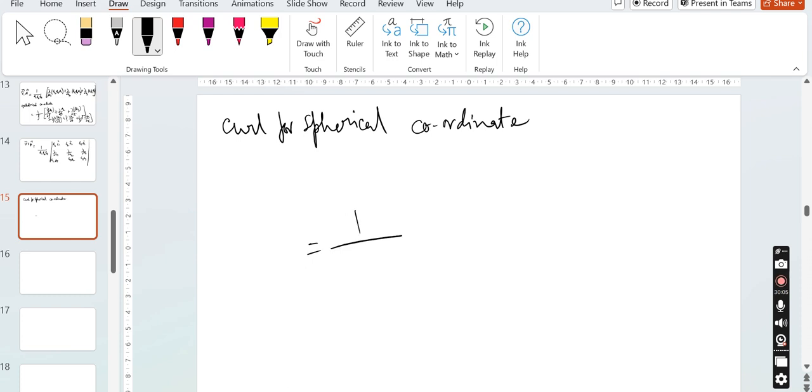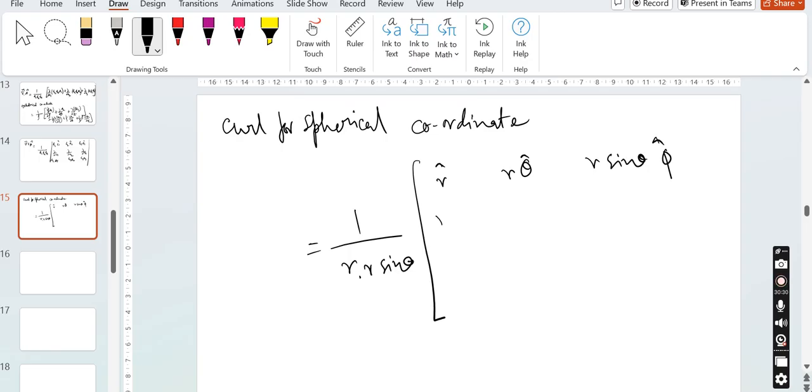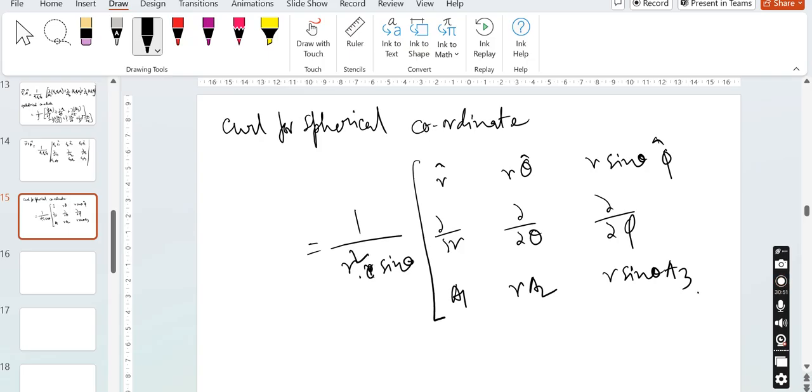For spherical coordinates, the curl will be 1 by r into r sine theta, with r cap, r theta cap, r sine theta phi cap in the first row, del del r, del del theta, del del phi in the second row, and here A1, r A2, r sine theta A3. This is basically r square.